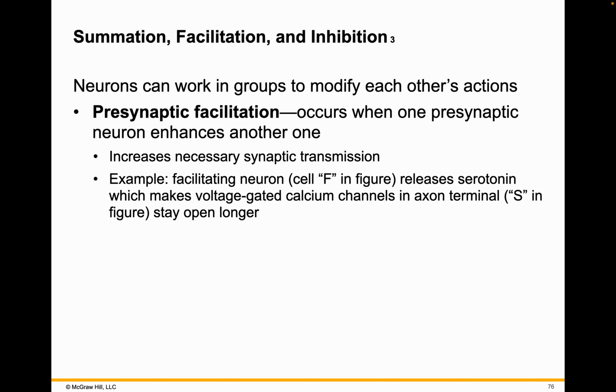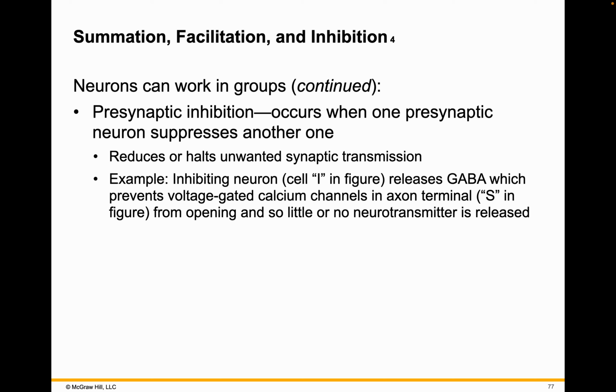Neurons can work in groups to modify each other's actions. We can have presynaptic facilitation when a presynaptic neuron enhances another one. Inhibition can occur when one presynaptic neuron suppresses another one.